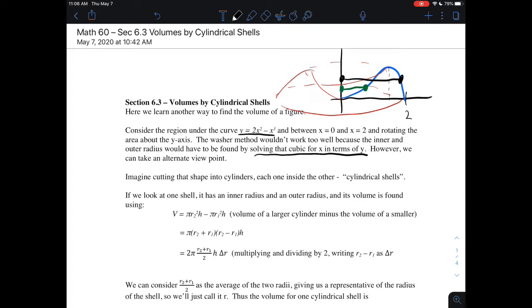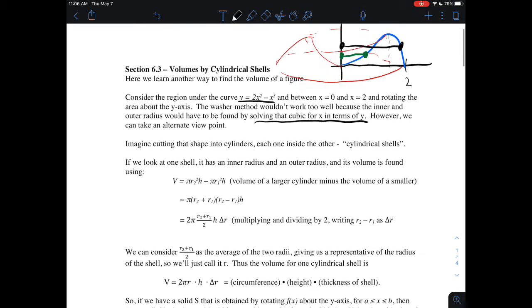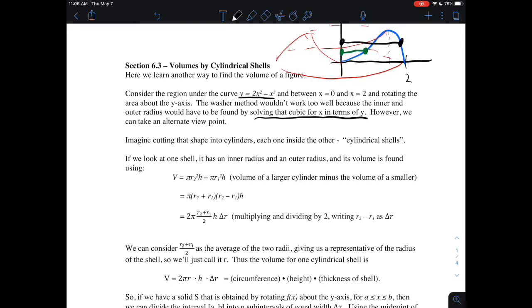So because that is not easy, we would like another method to find this volume. The cylindrical shells method is an easier method of doing that than the washer method for this particular shape. So let's see what that method looks like. So now instead of cutting this horizontally, remember if we're using the washer method, we are slicing perpendicular to the axis of rotation. Imagine cutting that shape into cylinders.